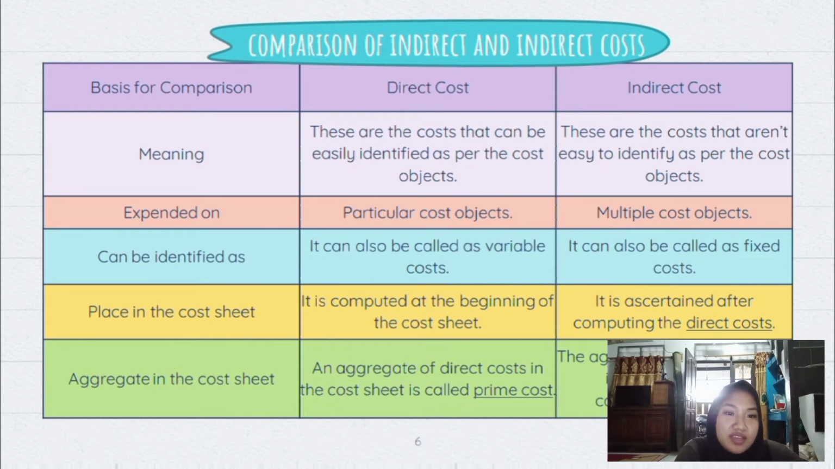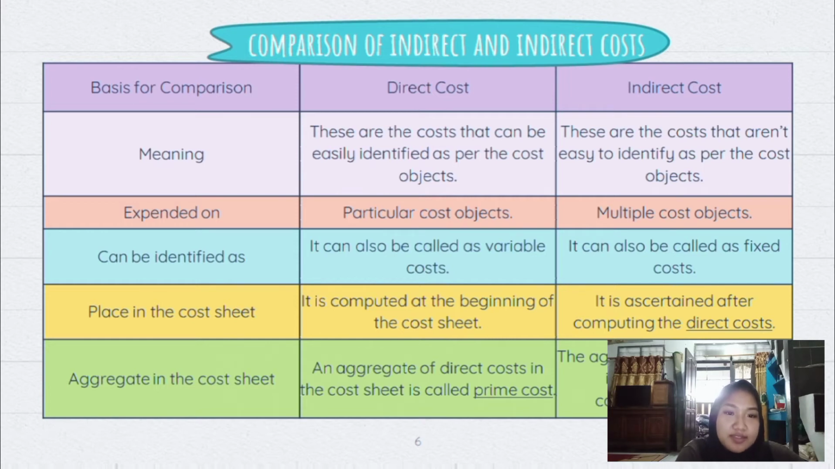Comparison of direct and indirect costs. Basis for comparison: direct costs and indirect costs. Meaning: direct costs are the costs that can be easily identified per cost object, and indirect costs are the costs that aren't easy to identify per cost object. Direct cost can also be called variable cost, and indirect cost can also be called fixed cost.